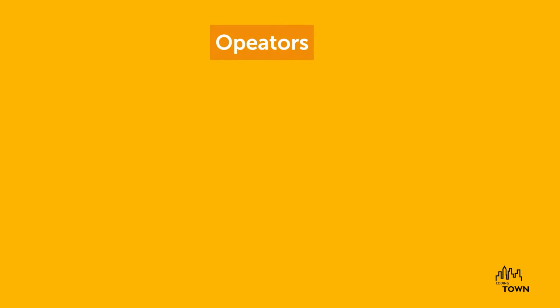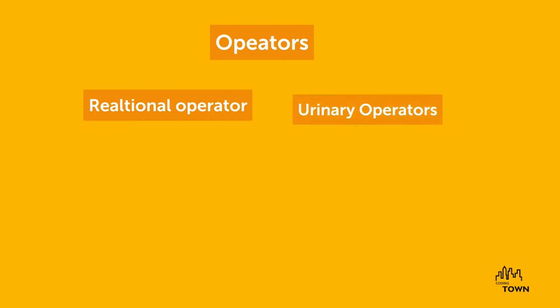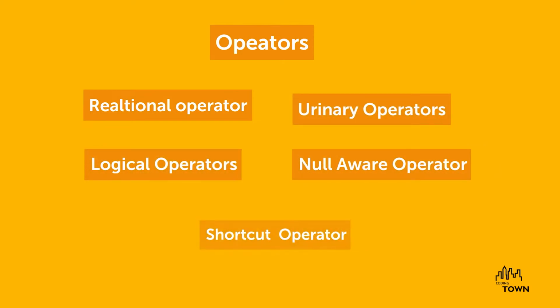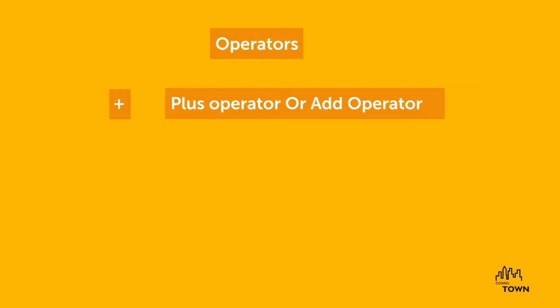We are going to talk about operators now. There are 5 types of operators. One is called the relational operator, and second is called the unary operator. Third is called the logical operator. Fourth is called the null aware operator, and fifth is called the shortcut operator. So we'll start with operators first. What are operators? You have a calculator on your phone. If you add 2 values, you use a plus operator there.